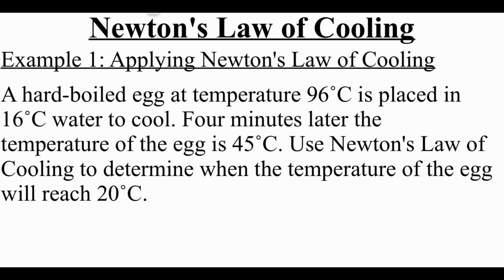So we've got a hard-boiled egg at a temperature of 96 degrees Celsius, and we're going to place that in some 16-degree water to cool. Now, 4 minutes later, we measure the temperature of the egg, and it's at 45 degrees Celsius. We want to use Newton's law of cooling to figure out when the temperature is going to reach 20 degrees Celsius. So based on what we know, this egg was heated up to 96 degrees Celsius.